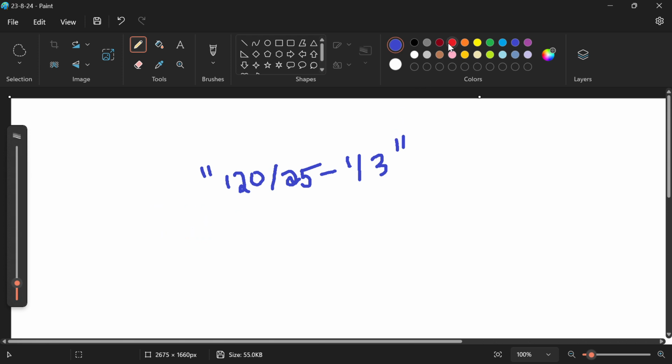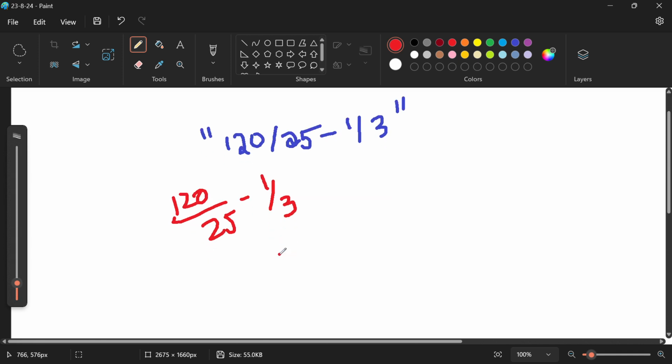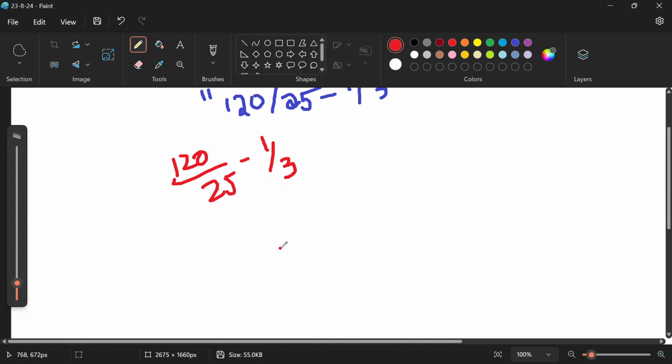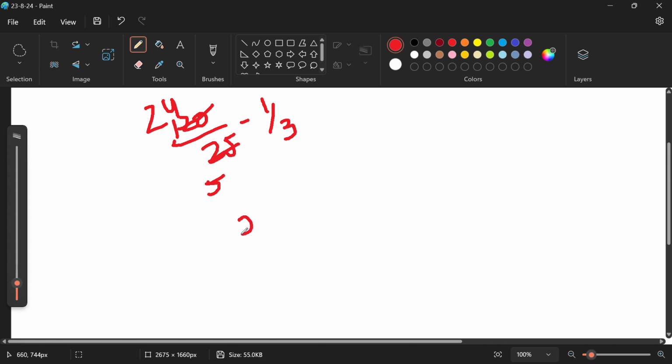How do we calculate it in mathematical representation? It will be 120 by 25 and minus 1 by 3, right? First, we simplify the fraction, reducing it as much as possible. Here 25 goes 5 times of 5 and 120 goes 24 times. So the reduced fraction is 24 by 5 minus 1 by 3.